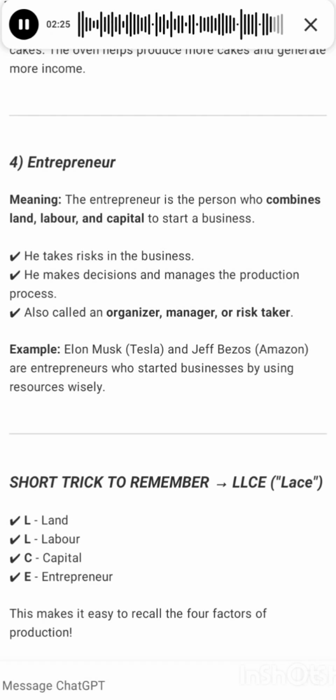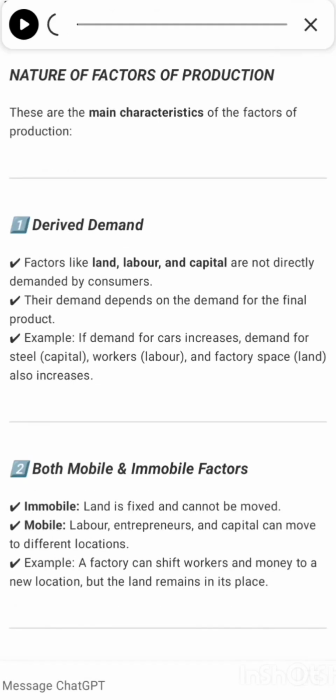Short trick to remember: LLCE, land, labor, capital, entrepreneur. This makes it easy to recall the 4 factors of production. Nature of factors of production. These are the main characteristics of the factors of production.